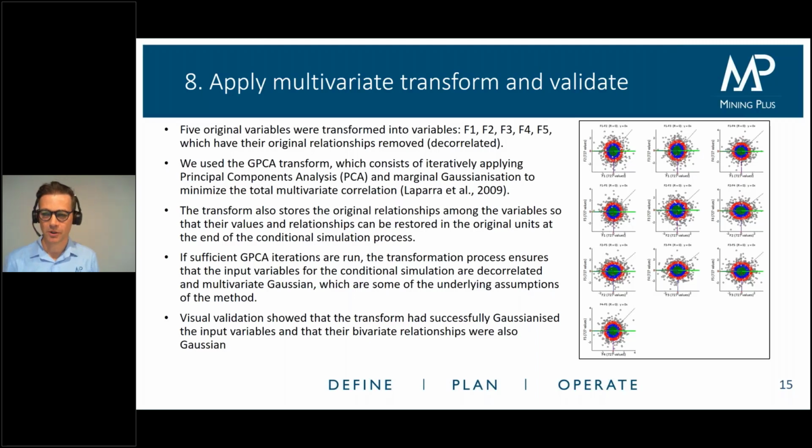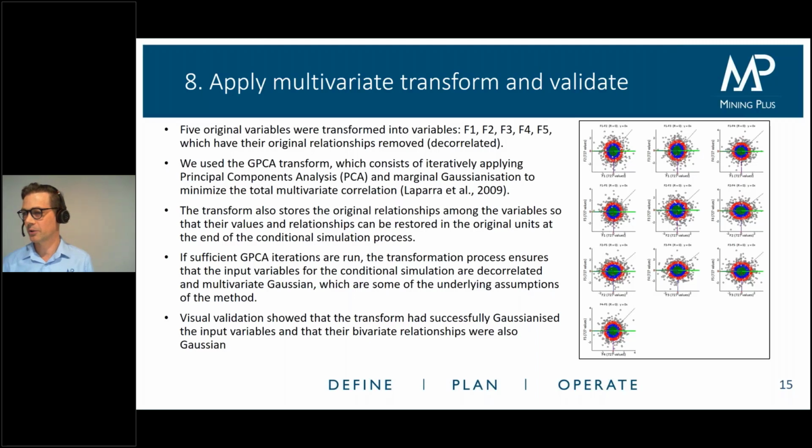The transform also stores the original relationships among the variables so that their values and relationships can be restored in the original units at the end of the simulation process. And if sufficient iterations are run, then the transform ensures that the input variables for the conditional simulation are decorrelated and multivariate Gaussian, which is some of the underlying assumptions of the method. Visual validation showed that the transform had successfully Gaussianized the input variables and that their bivariate relationships were also Gaussian.